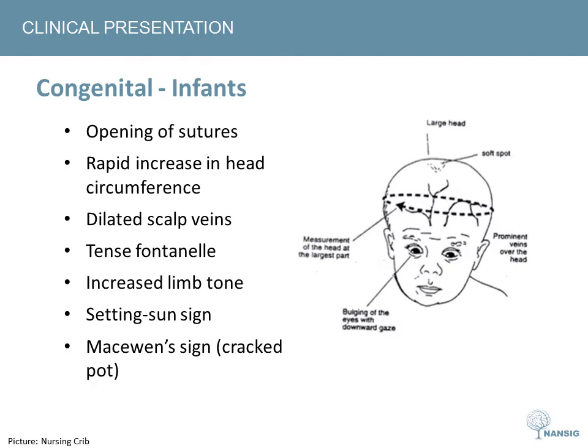Congenital hydrocephalus tends to present very uniquely. You can see opening of the cranial sutures, a rapid increase in head circumference, dilated scalp veins, tense fontanelles, an increase in limb tone, as well as certain signs to look out for, such as the setting sun sign, which is where both ocular globes are deviated downwards, the upper lids are retracted, and the white sclerae is visible above the iris. There's also McEwen's sign, which is a cracked pot sound on percussion of the head.